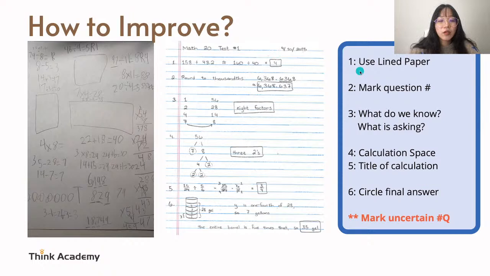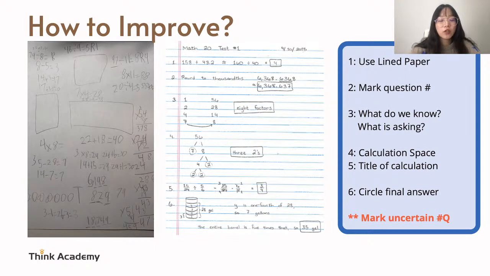And here, this is a clearer scratch paper. In the real exam, I would recommend a student use lined paper. Or not even in the exam, in daily math practice, I highly recommend using lined paper, so the student knows where they're writing.